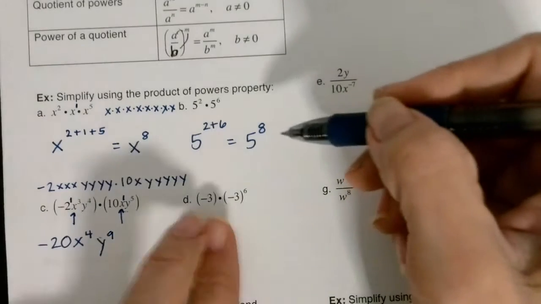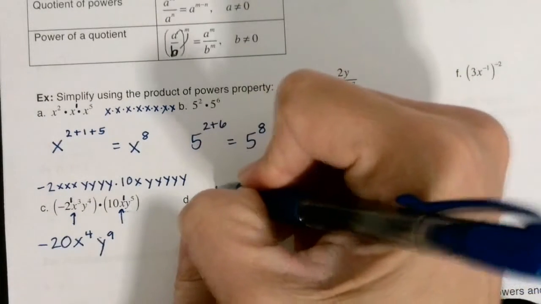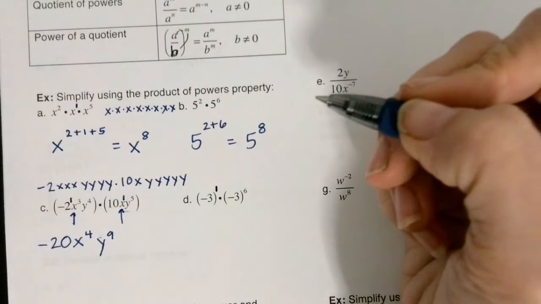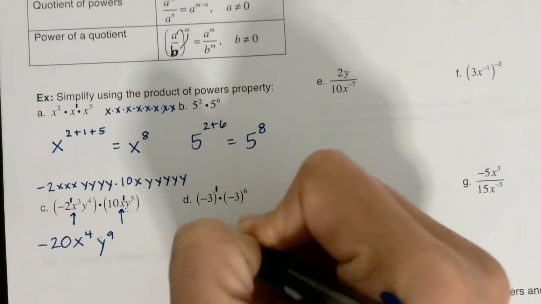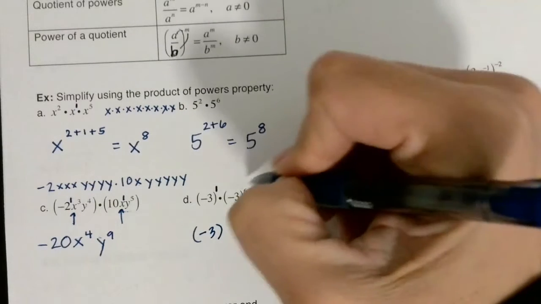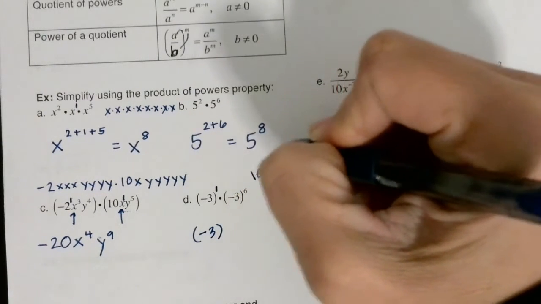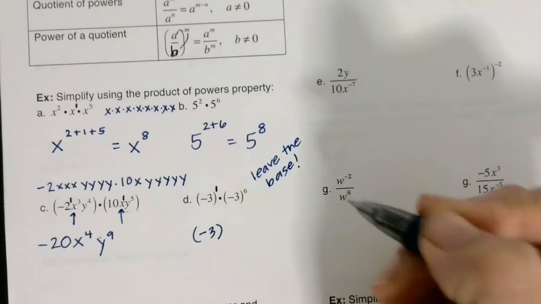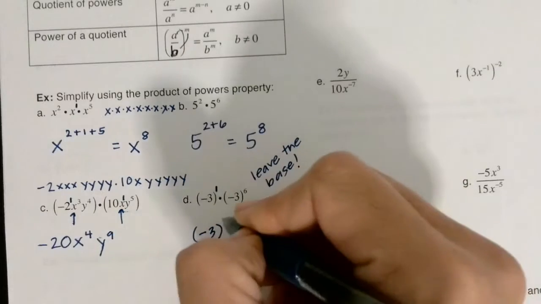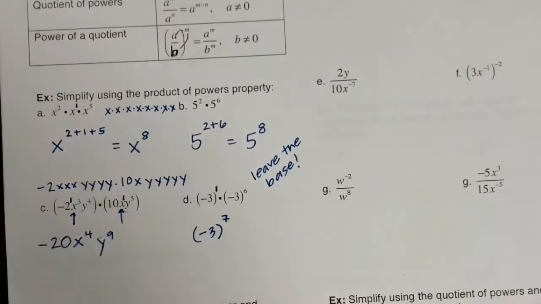Okay? Now, be careful when you have negatives, but we're still going to follow the same rule. We're going to put a 1 there, and then they have the same base. Don't touch the base, okay? Leave the base. Leave the base. And then just add the exponents. So 1 plus 6 is 7, okay?